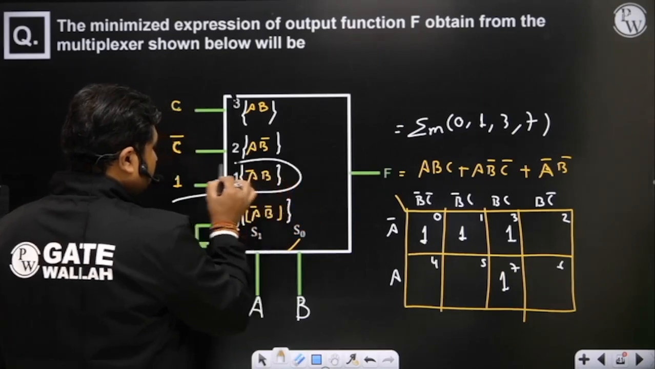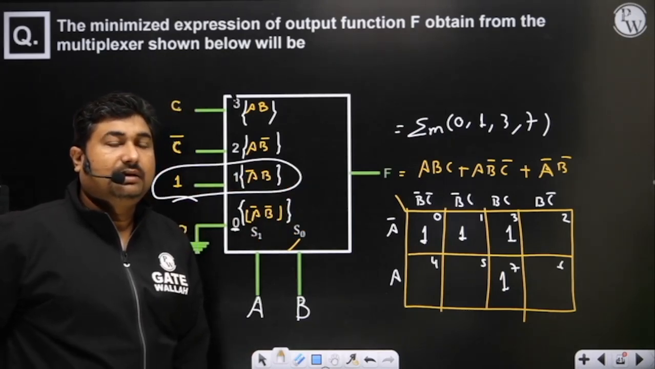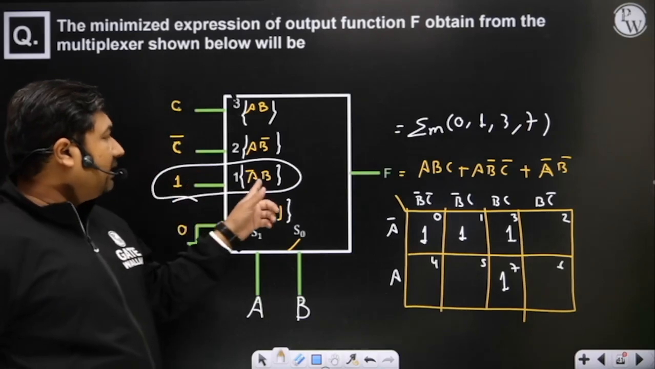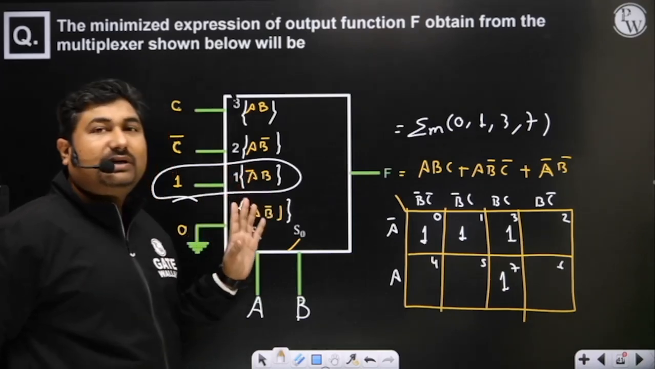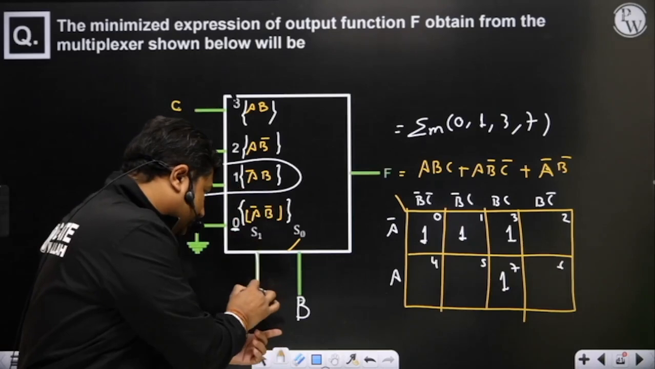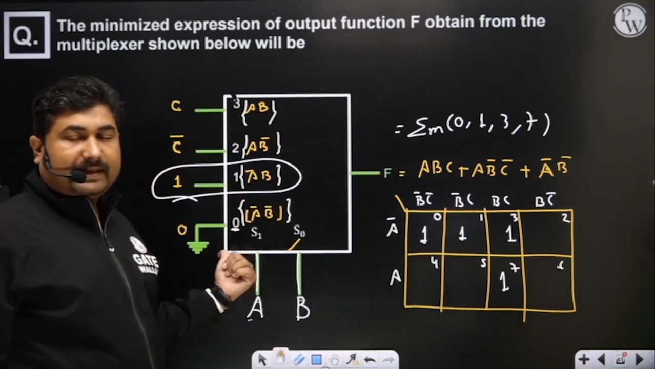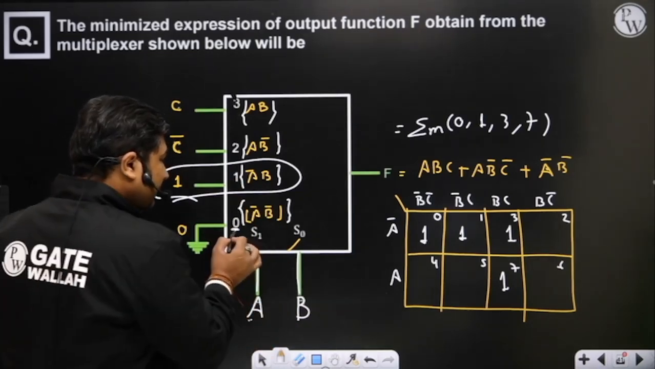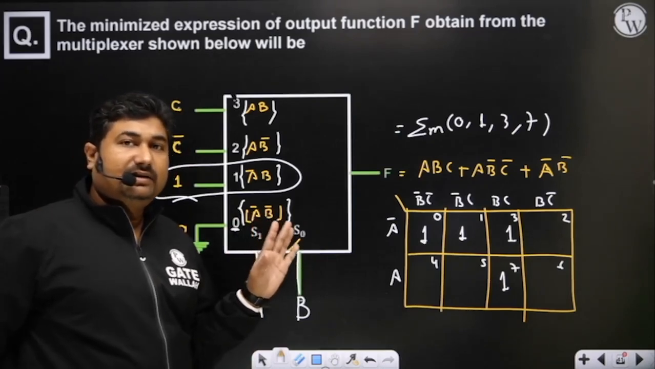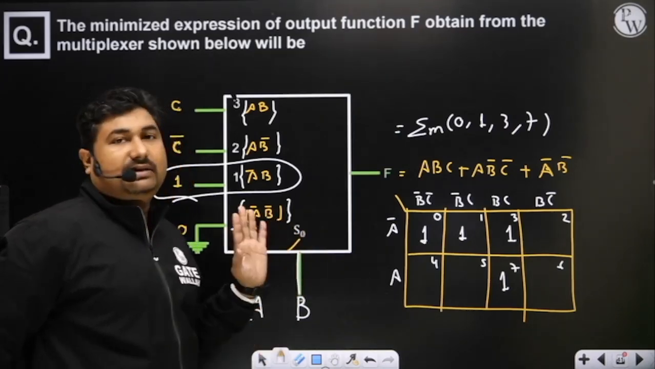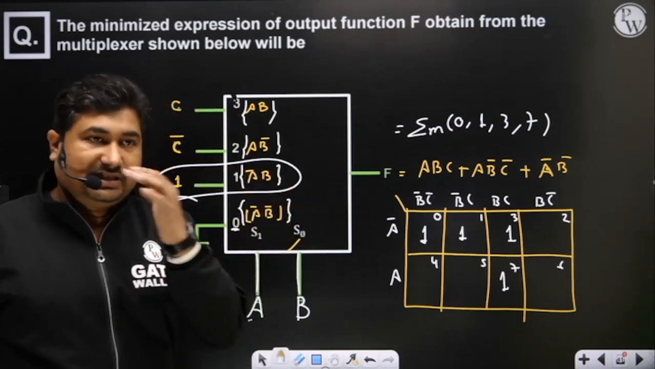You are asking about this select line condition. This is not B bar A. This is only A bar B only. Why? If you observe here, the select lines are in terms of S1, S0. Is it okay? So, when will the I0 pin be selected? When we get the condition S1 bar, S0 bar. S1, S0 I have replaced by A, B. So A bar, B bar. Is it okay? Don't change this. This is not going to be changed.